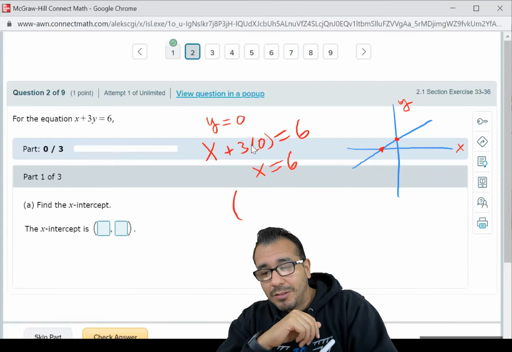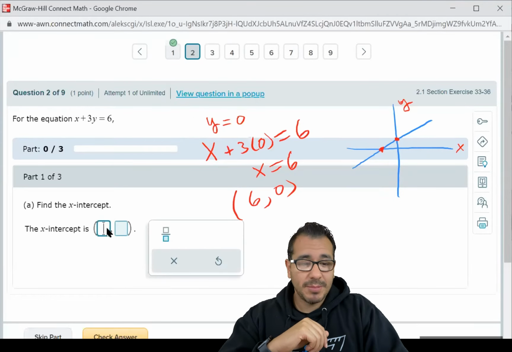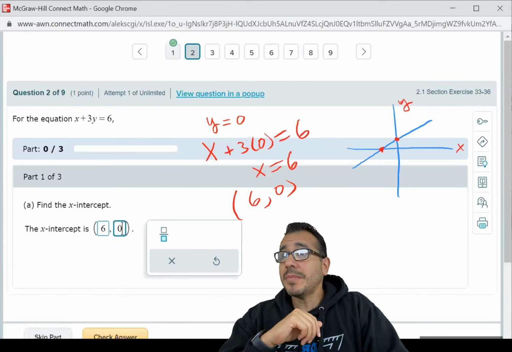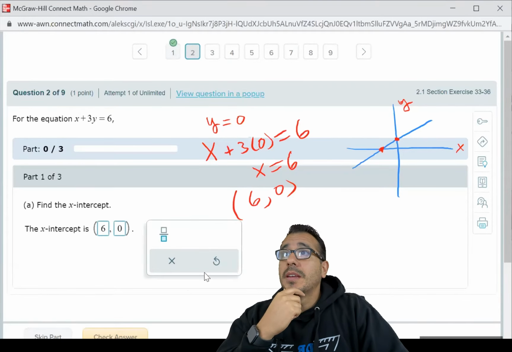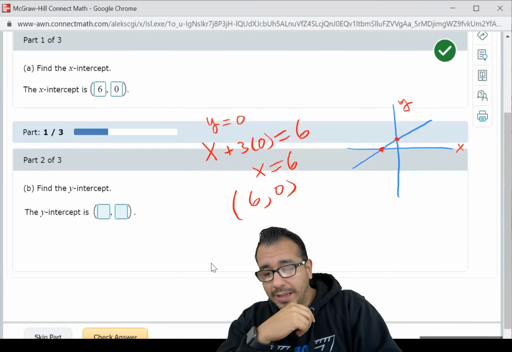So our x-intercept is the point 6 comma 0. There is our x-intercept. So let's plug that in, 6 there and a 0 here. Let's check our answer. Awesome, and now let's find our y-intercept.